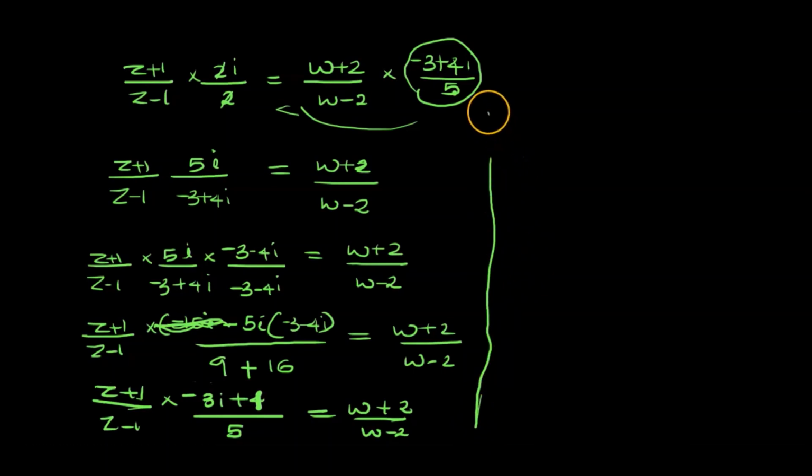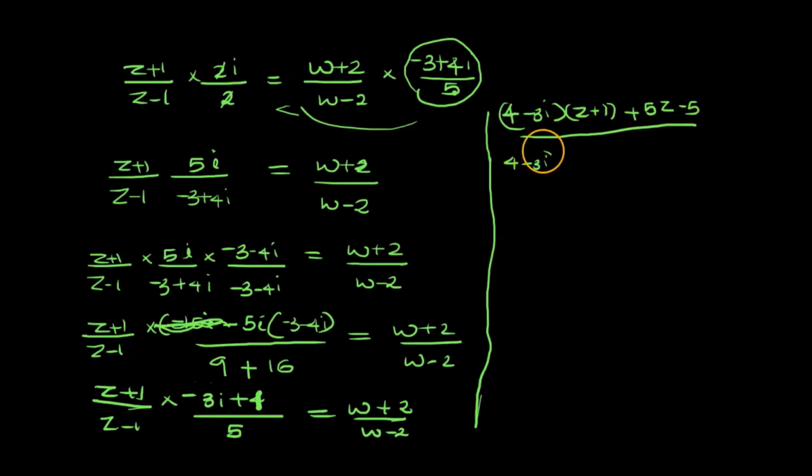Now use componendo dividendo. That is numerator, (4 minus 3i) into (z plus 1), plus denominator, 5 into (z minus 1), 5z minus 5, divided by numerator minus denominator, minus 5z plus 5. Now (w plus 2) plus (w minus 2) divided by (w plus 2) minus (w minus 2).